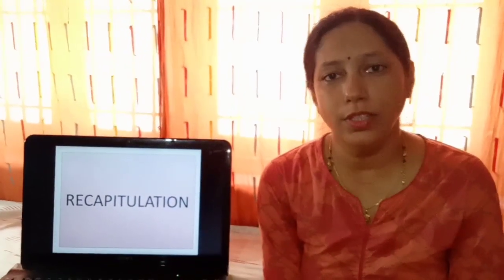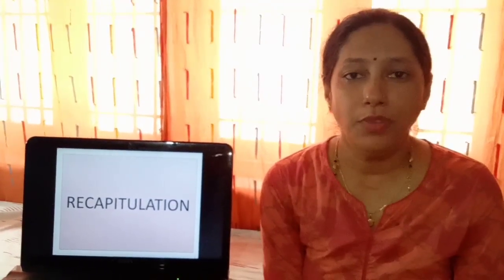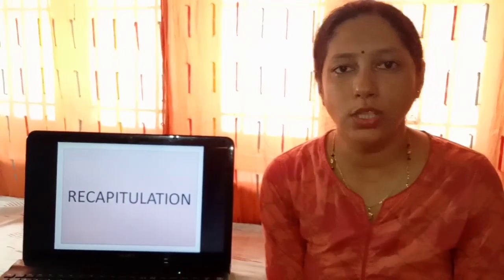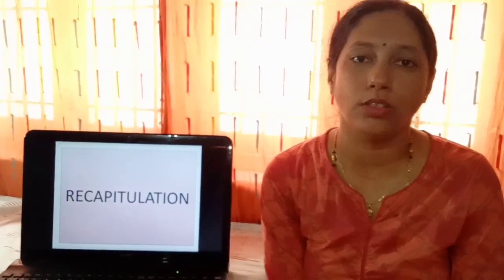Now it's time for recapitulation. Today we have learned the first step of agricultural practices, that is preparation of soil. We have learned why soil is prepared before growing any crop. How it is prepared, that also we have learned. The process of loosening and turning of soil is called tilling or plowing. It is done by using a plow, a hoe or a cultivator.